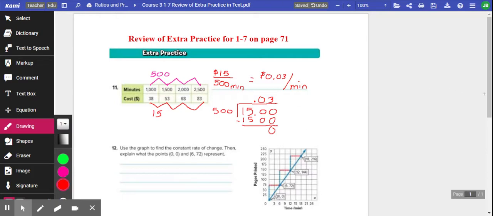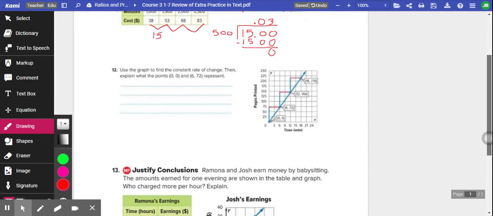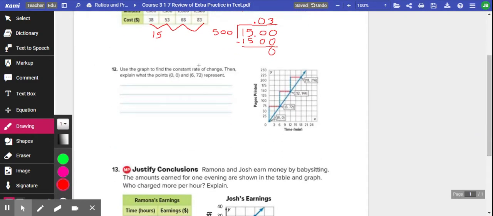Now, for the next problem, we are going to use a graph. Now, this graph for us is giving us specific points. So they showed us that we have 0, 0, meaning it starts at the origin. Remember, that is huge when we're trying to find out if they are proportional. All proportional graphs must start at the origin. And it is increasing at a constant rate. And I know this because it's a straight line. So in order to be a straight line, it has to have a constant rate.